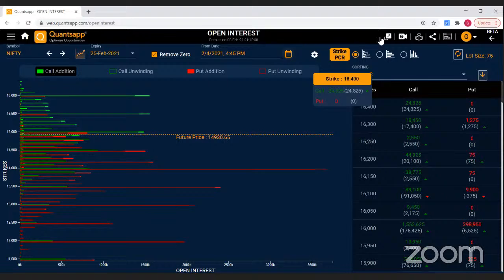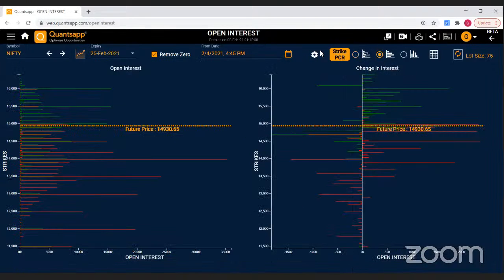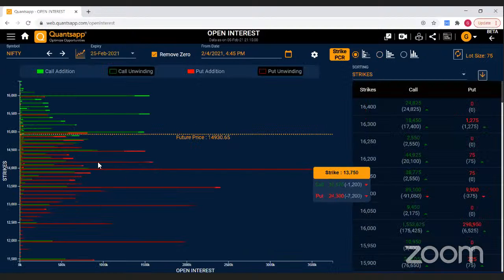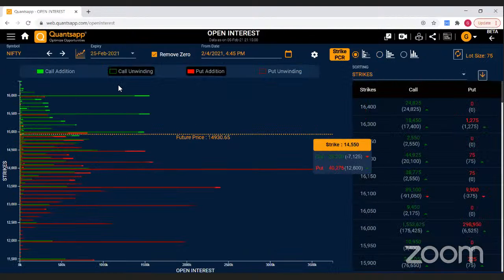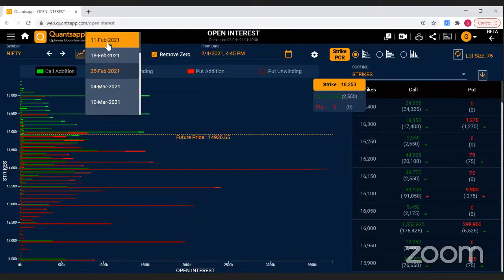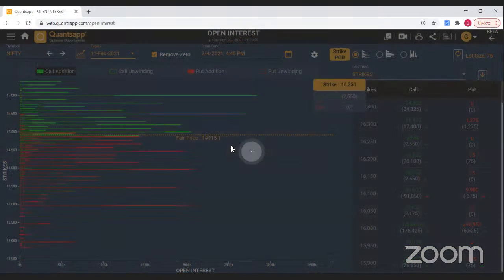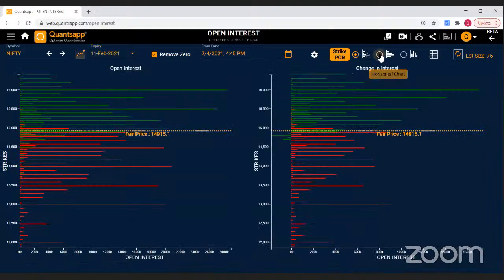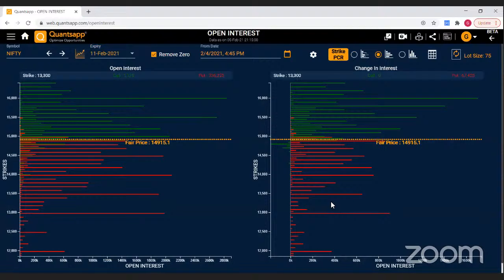So this is the from date. Now we'll come to the next section. This is something we have brought in to have a particular view of the whole level at the different strikes. Now I'm going to go to the second section, which you can also refer to.